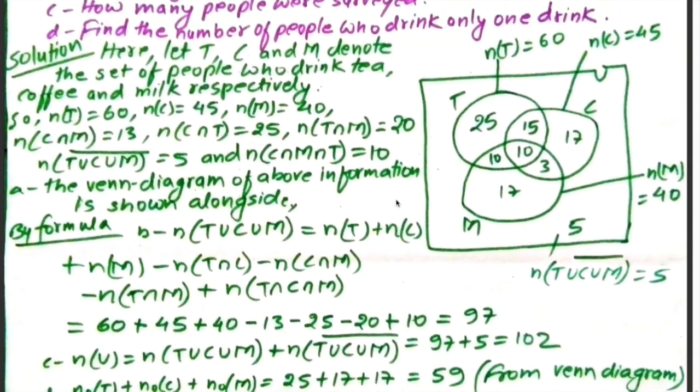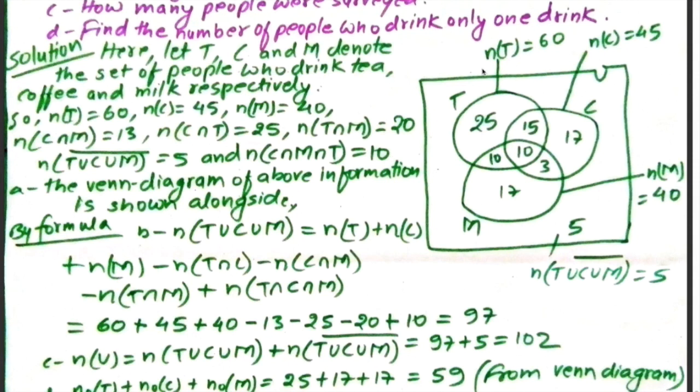Here is the solution. Let T, C, and M denote the sets of people who drink tea, coffee, and milk respectively. So n(T) equals 60, n(C) equals 45, n(M) equals 40, C intersection M equals 13, C intersection T equals 25, T intersection M equals 20, and the complement of T union C union M equals 5. All this information is provided in the question, and also C intersection M intersection T equals 10. Now the Venn diagram of the above information is shown alongside.